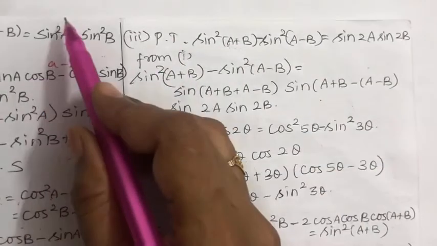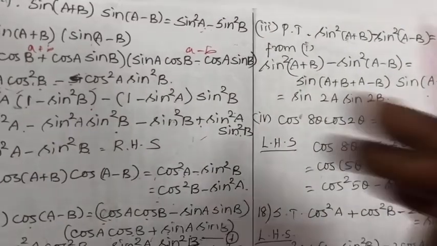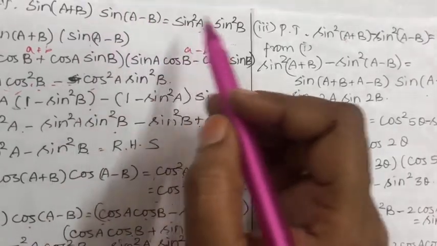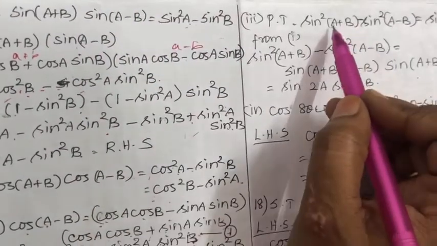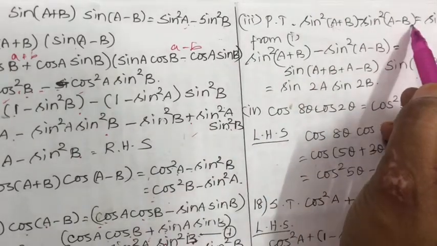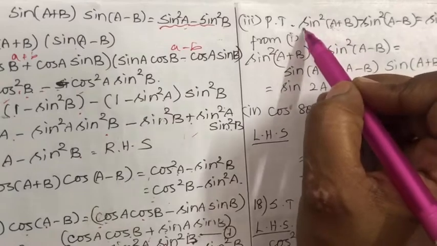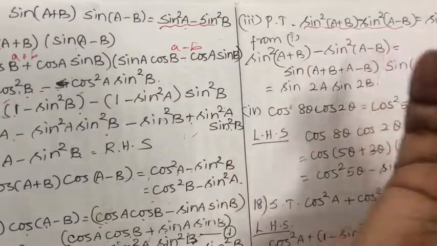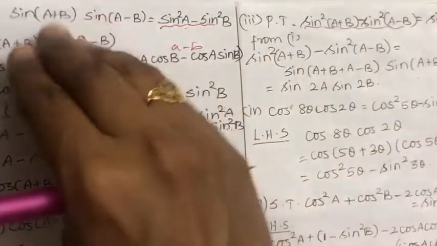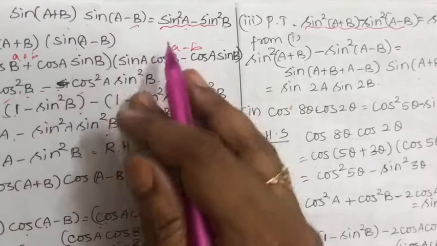What is sin square A minus sin square B equal to? It is equal to sin(A plus B) into sin(A minus B). Here in the place of A we have A plus B, and in the place of B we have A minus B. So this expression is equal to this, and we have to transform it like this: that is sin(A plus B) into sin(A minus B).